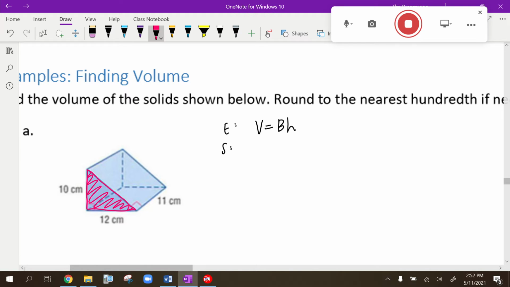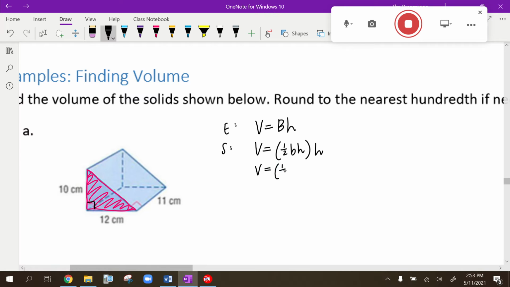We've seen another problem similar to this. In the past, we may have had to find the hypotenuse, but this time we do not. So we need to figure out how to find the area of this triangle base. Remember, the formula for area of a triangle is 1/2 base times height, where lowercase b represents the base of the triangle, and h represents the height of the triangle, times the height of the prism.